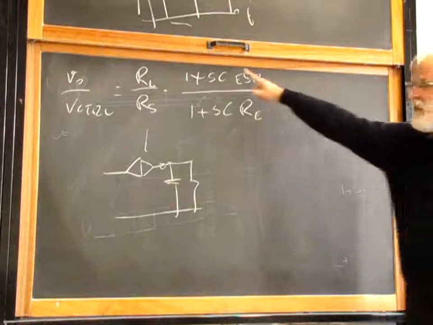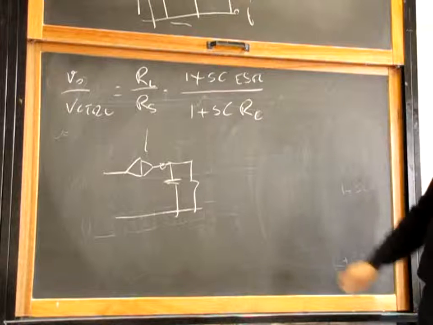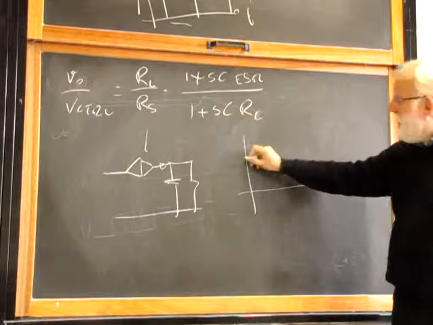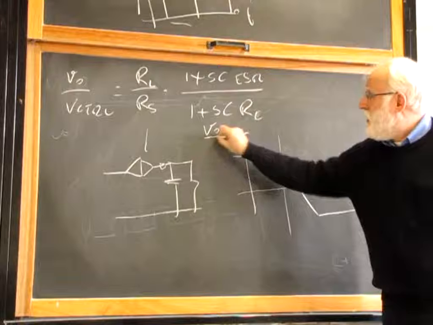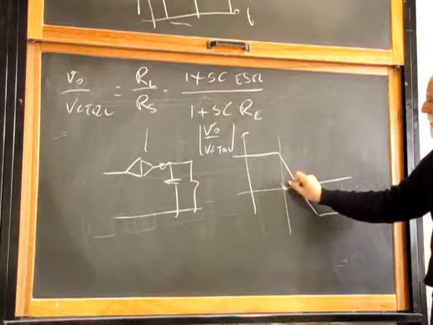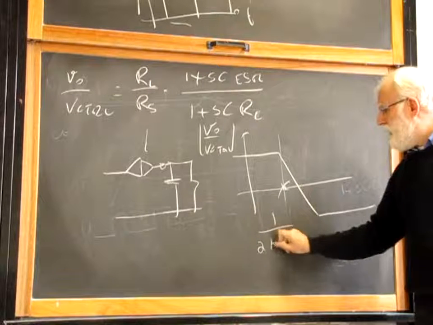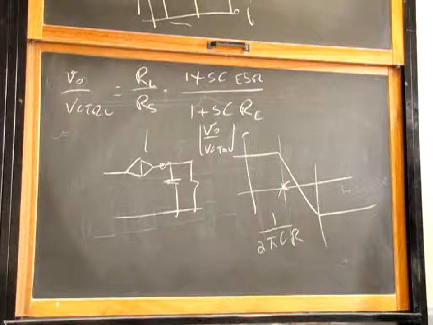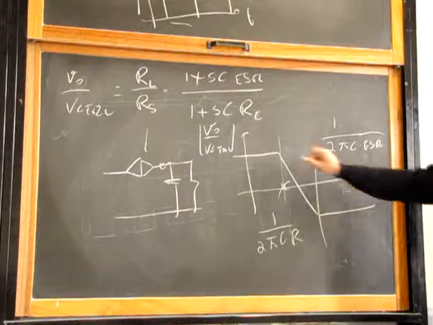What kind of shape has this transfer function? Same as the buck, one pole at low frequencies and one zero at high. One pole and one zero. This is V naught over V control magnitude. What is the frequency of this pole? 1 over 2 pi C R. What is the frequency of this zero? 1 over 2 pi C ESR. How much is this gain?